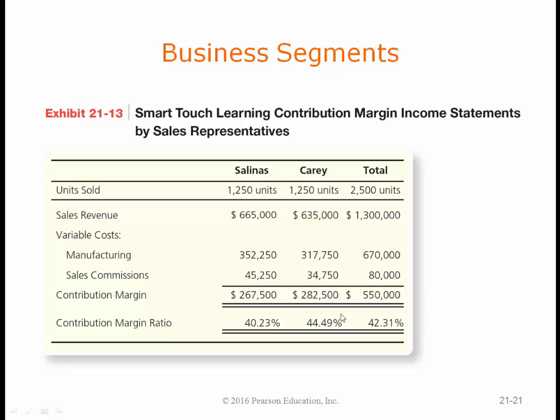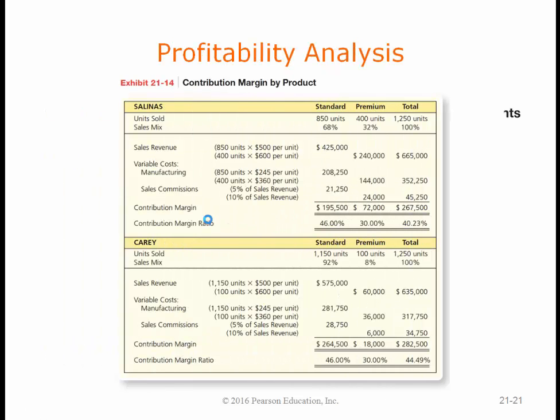And it says that their total contribution margin ratio is 42:31. But you have to really look a little bit more at the details of what happened for each one of these, right? Because you can't just look at this number. You have to look at these ratios for each individual. And you notice what happened here. They had the same ratio, but their sales units are different, right?